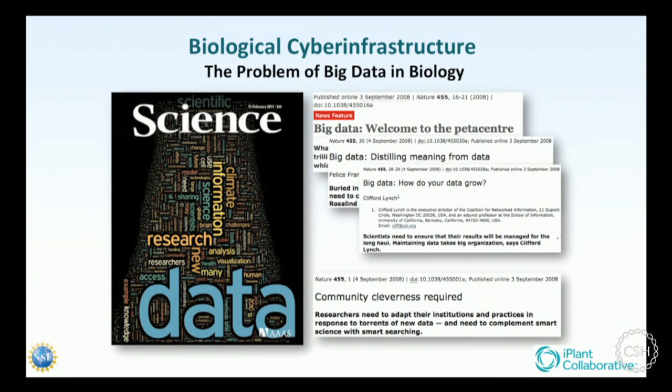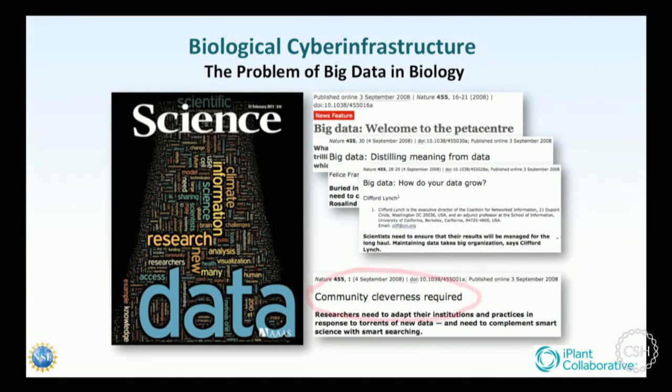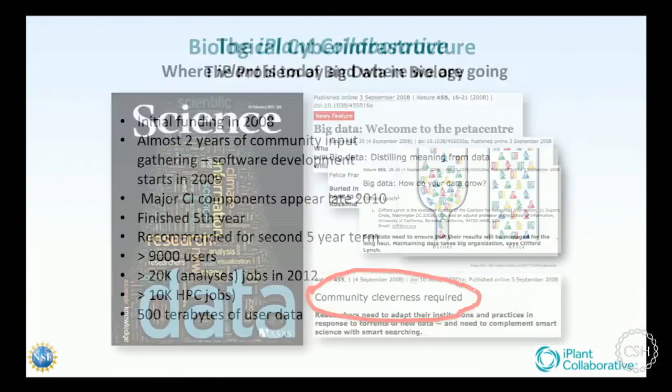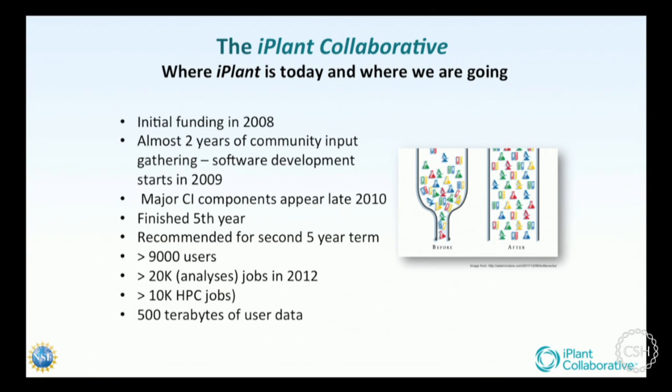Now, building all of this, this big data, I think this article says it best: community cleverness is required. This is never going to be the effort of one individual researcher, one individual institution or lab. It's really a community that has to come together, and so iPlant really is a community to bring this to you. Our initial funding began in 2008, after almost 2 years of community input and requirements gathering. And the major components of the software, much of which I'll demonstrate to you today, appeared in late 2010.